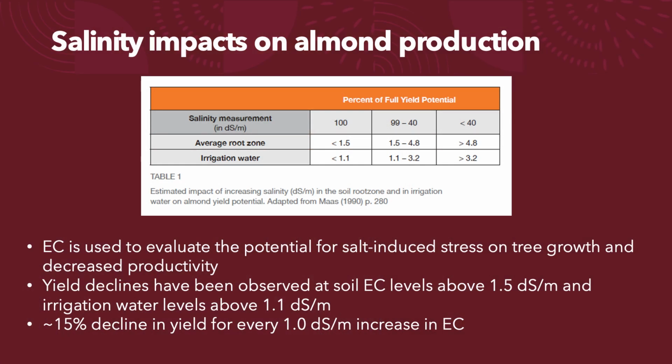So in table 1 in the salinity guide, I'll give you a closer view if this is hard to see. This describes the effect of EC on yield potential. And so there's some numbers both for the root zone, the soil root zone, and then also for irrigation water. Just to give you an idea, if you're less than 1.5 with the root zone, or even 1.1 with water, you could expect 100% yield potential. As the salinity increases, we start to see declines in potential yield. So the rule of thumb is that you may experience about a 15% decline in yield for every 1 decisiemens per meter increase in EC above 1.5 for the soil.